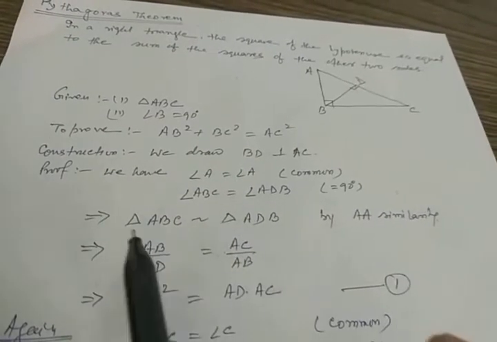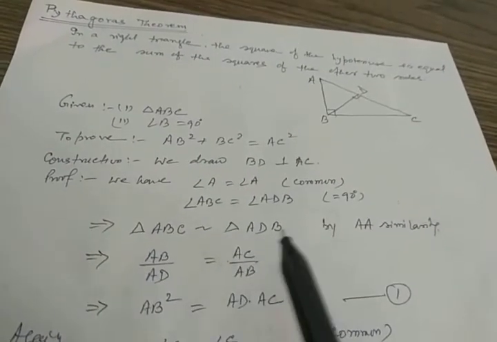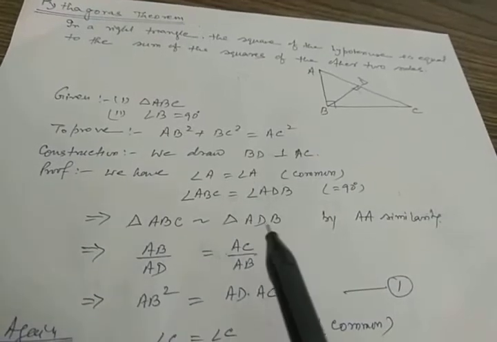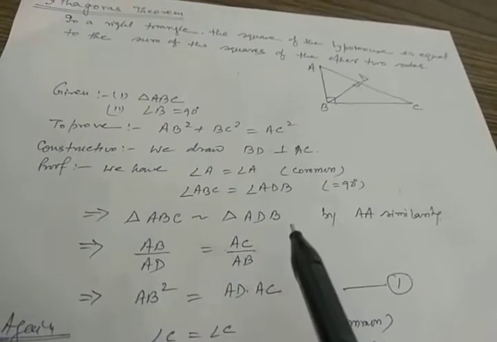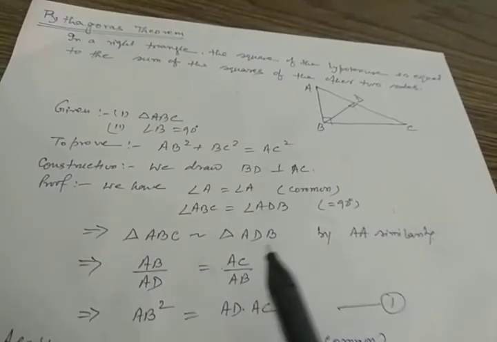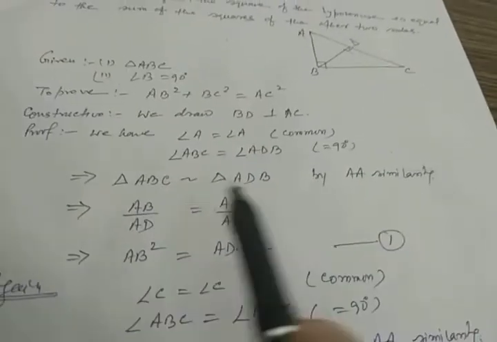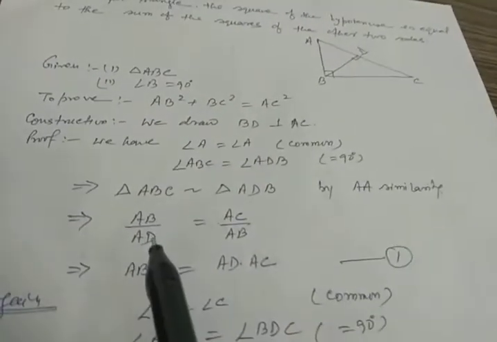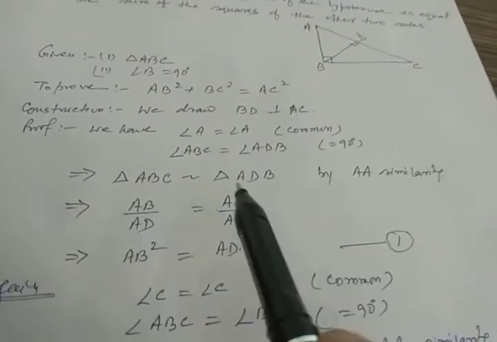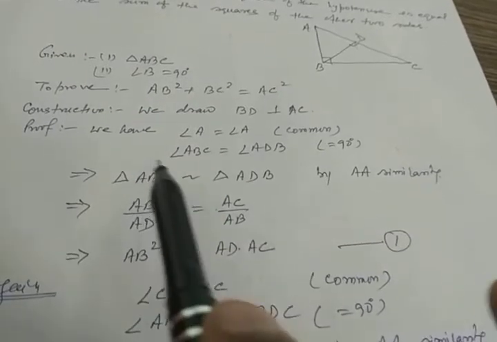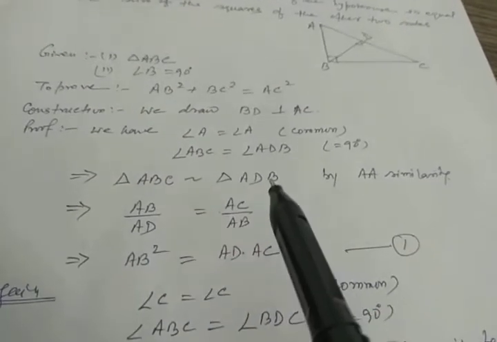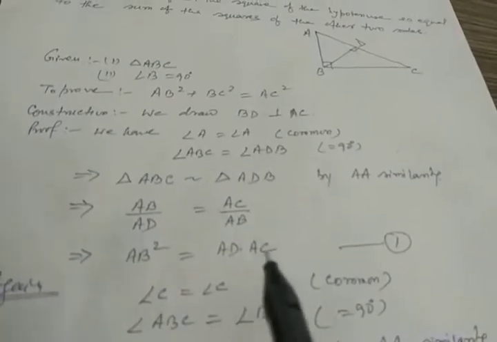Okay, you must be careful to write the names of the triangles. They must be in the corresponding form. So angle C should be equal to angle B. Now, if there are similar triangles, we can take the ratio AB by AD is equal to AC by AB. Okay, so cross multiply, we will get AB square is equal to AD into AC. Have you understood this part?